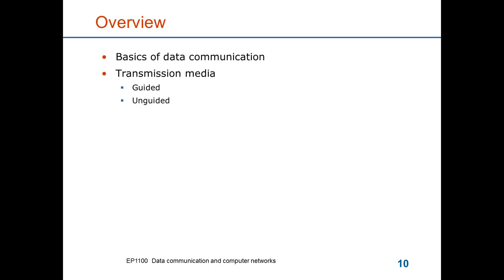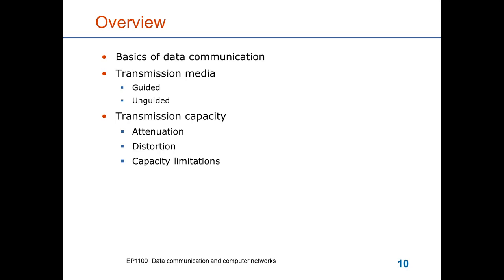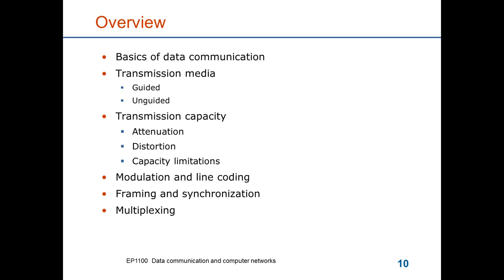Then we look at the transmission capacity that you get from a transmission medium, the attenuation that makes the signal weaker as it propagates, the distortion that the signal is subjected to, and the limitations ultimately that are placed on the data rate. Then we look at actual ways of transmitting data over a medium by modulation and line coding. We look at the framing of data and synchronization and multiplexing of multiple data streams, and give some examples of time division multiplexing and asymmetric digital subscriber loops.